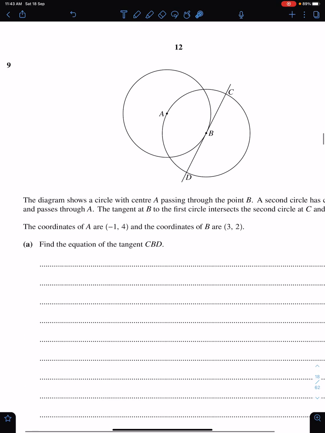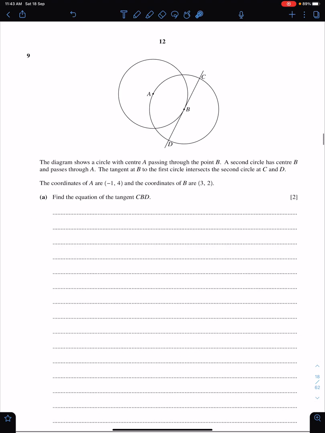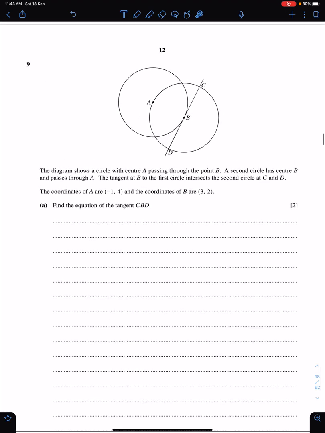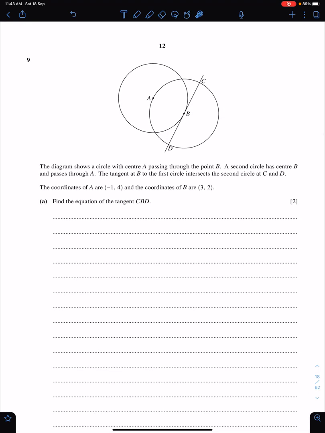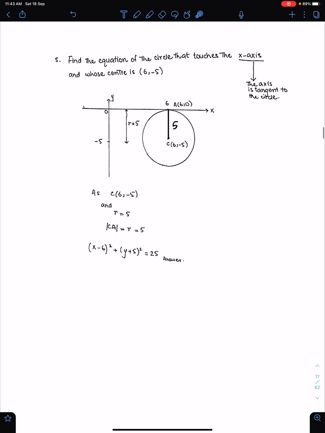Now these are the questions from past papers. I will discuss these questions in my next lecture, inshallah. I hope this lecture will help you all to understand the important concepts of circles.